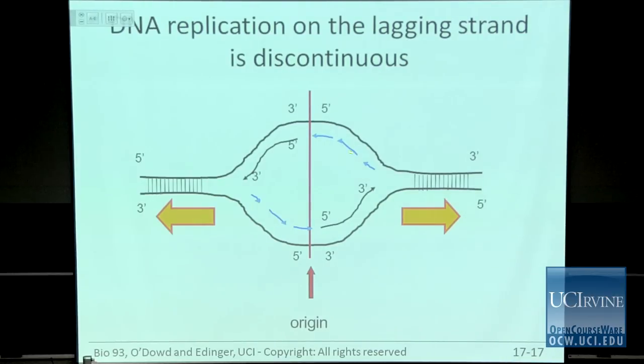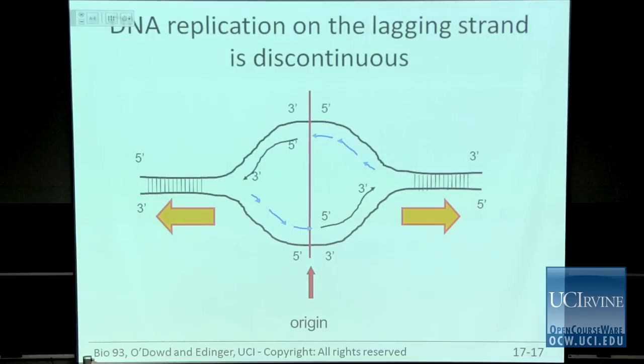This strand up here has to be synthesized discontinuously, because you have to make a primer back here and backfill as the strand opens. So the leading strand is called the leading strand because it gets the closest to the fork. And it can do that because it's being replicated in the same direction the fork is moving. On the other side of the origin, these flip. So now the leading strand is on the top because it's being polymerized in the same direction that this fork is opening.